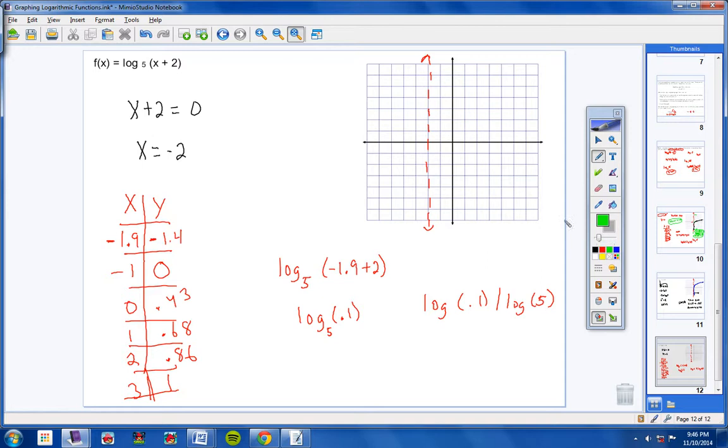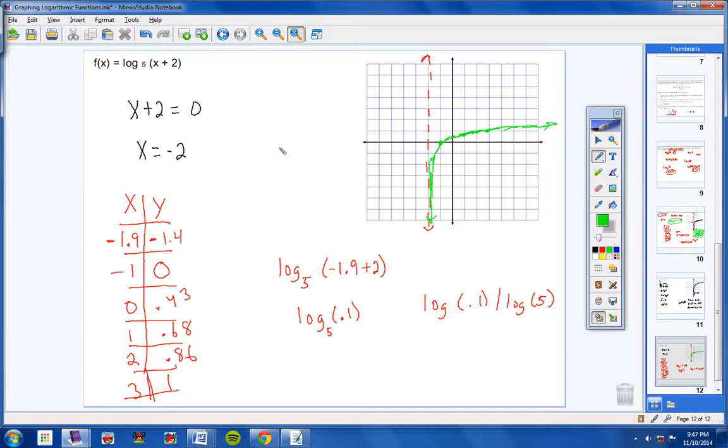Last one and we're done. Here we go. Negative 1.9, negative 1.4. Negative 1 is 0. 0 is 0.4. 1 is 0.6. And 3 is 1. And so we have our graph. Here we go. Nice curve.